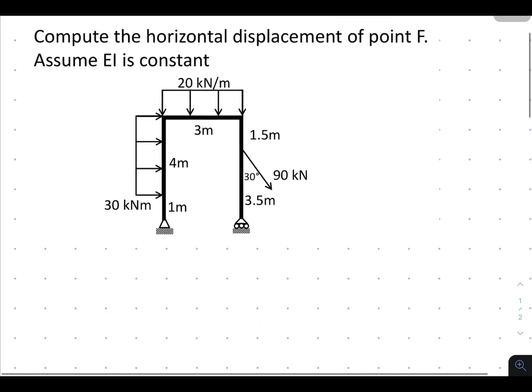As you can see, we have 3 members. All the corners of the members will be labeled with letters, and also the points of change of loads and the point where the deflection or displacement is being asked. So those are the letters that we're going to place.